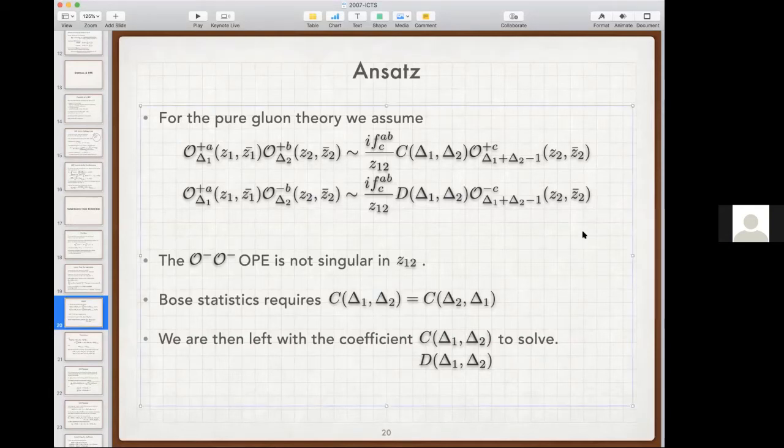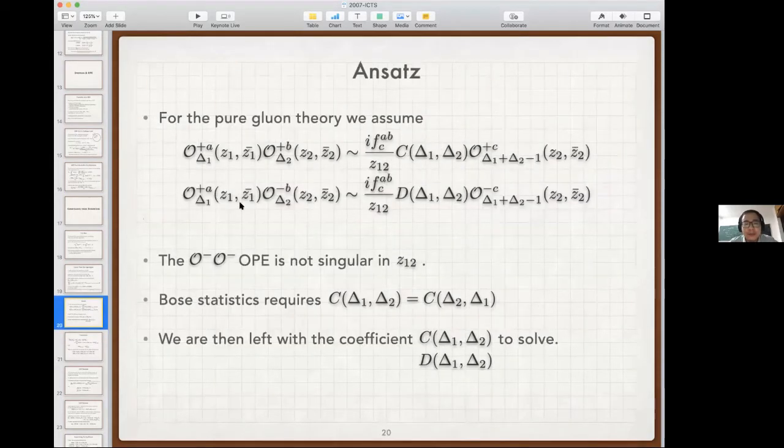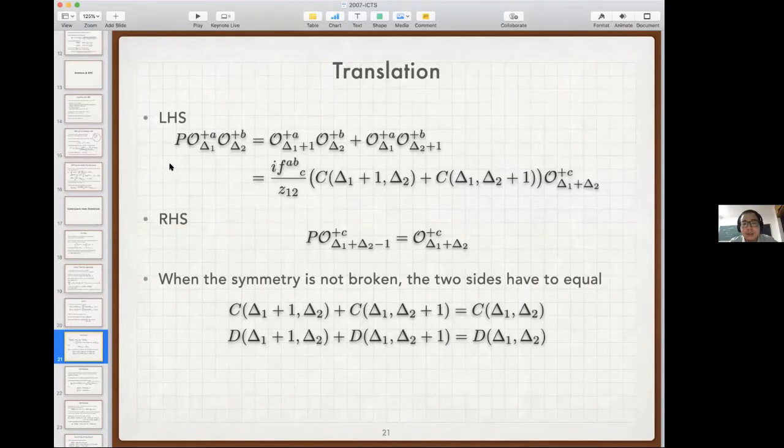Okay, so we are going to see how we can determine these C and D variables. Now, I mentioned the translation, so we can already see what constraint it imposes. To study this constraint, it suffices to take this OPE and apply the generator of translation on both sides. On the left hand side, it acts on the two O's independently and you get the sum of two terms. On the right hand side, you just get a new operator. If you compare the two sides, you can figure out that the C and D variables should obey linear relations.